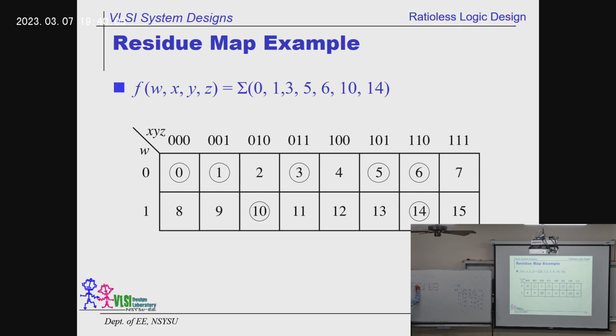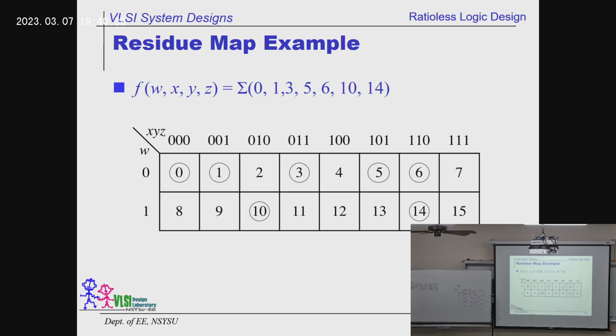0, 1, 2, 3, 4, 5, 6, 7, 8, 9, 10, 11, 12, 13, 14, 15. And then we check the summation of the minterms. We have 0, we have 1 over here, we have 10, we have 3, we have 5, we have 6 and 14. Now this is important.